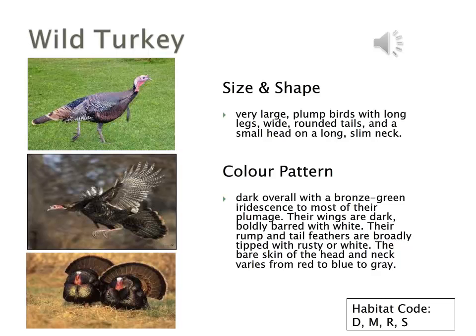wattle and other head characteristics that define them as turkey, so featherless on the heads. They have barred tails and certainly wing patterns, which are characteristic of this species, barred with white. The rump and tail feathers are broadly tipped and of course are used for sexual displays by males while courting females.